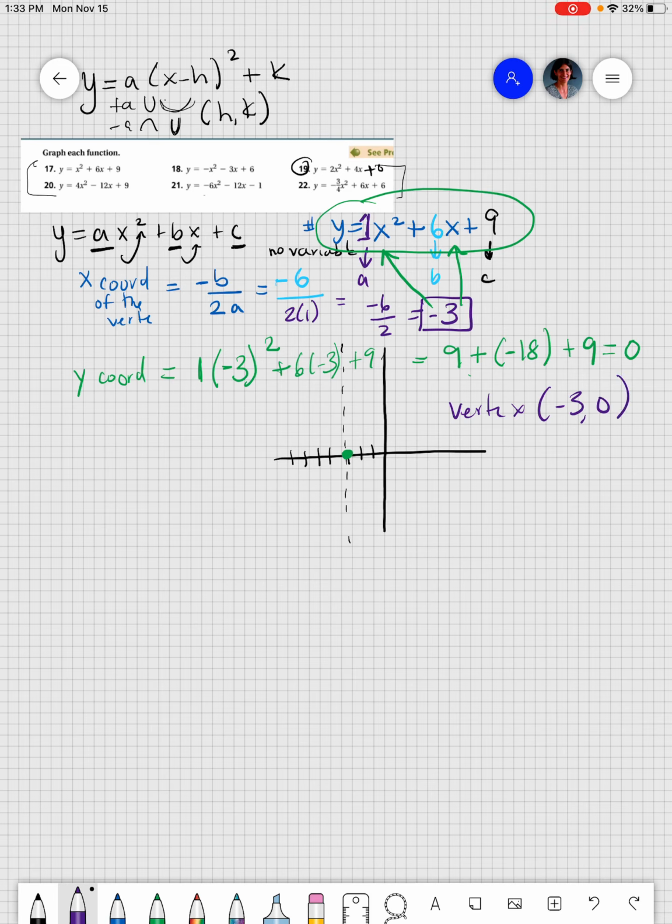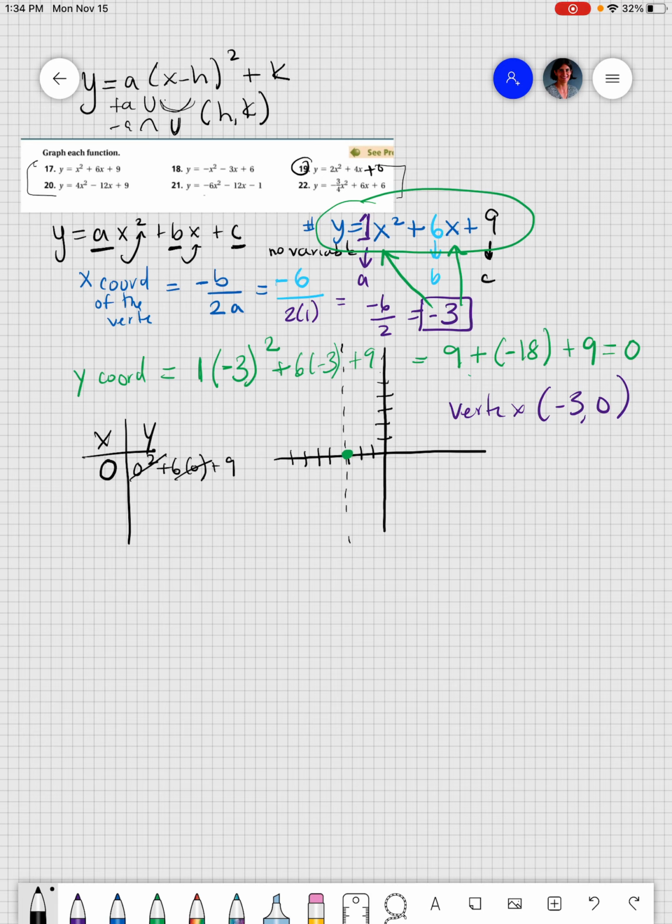Now all of a sudden it's pretty simple to use this table of values, and this is the axis of symmetry. It's identical on either side of it. So I'm going to put in when x is 0, because 0 is a really easy number. 0 squared plus 6 times 0 plus 9, that's 9. So when x is 0, y is 9.